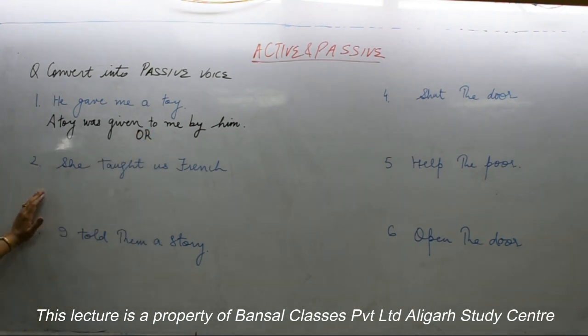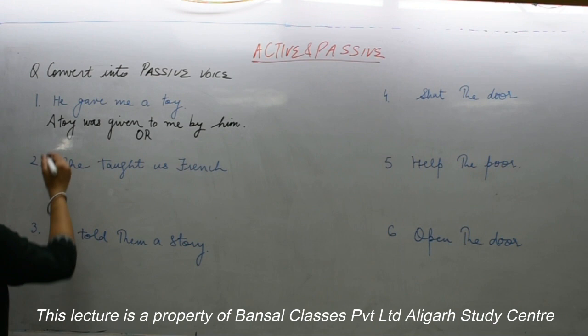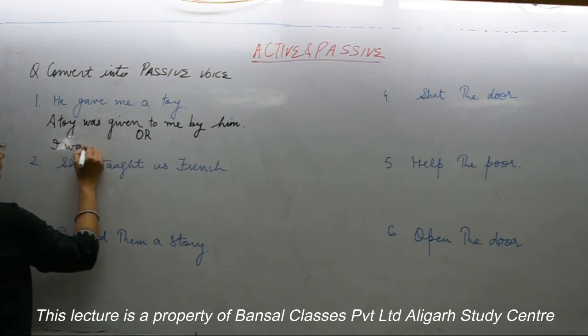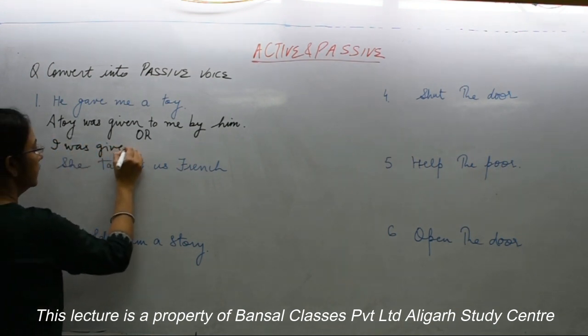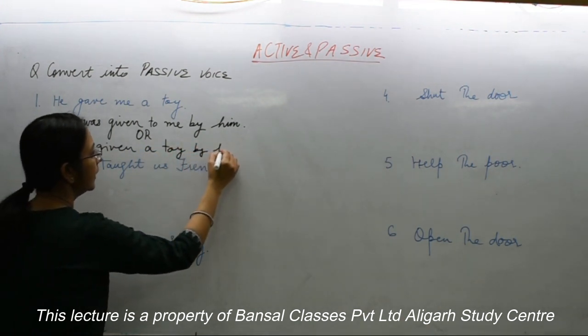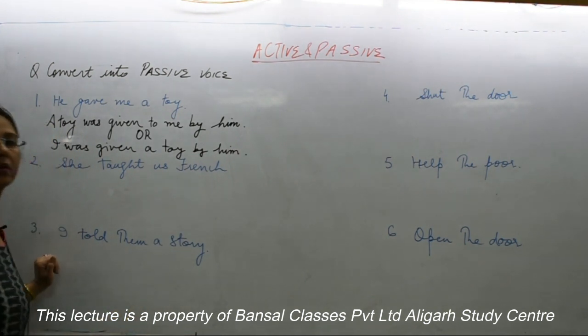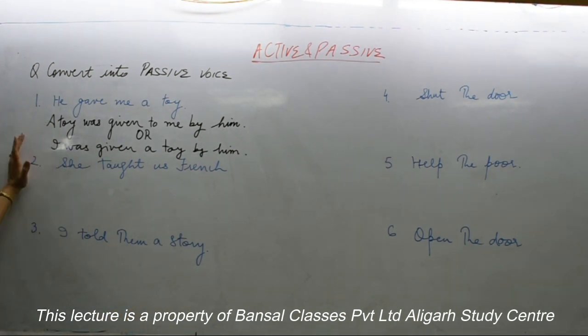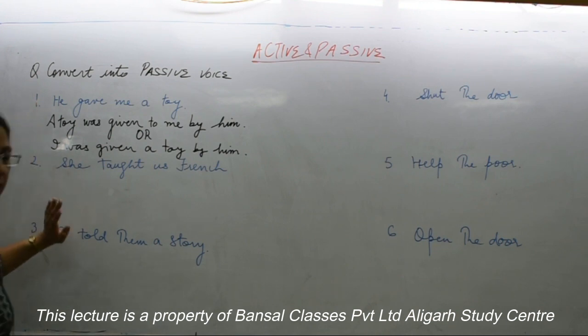There are two ways, both are correct. First is a toy was given to me by him, and then next is I was given a toy by him. They both are correct. A toy was given to me by him, or I was given a toy by him. Two ways to express it into the passive form.